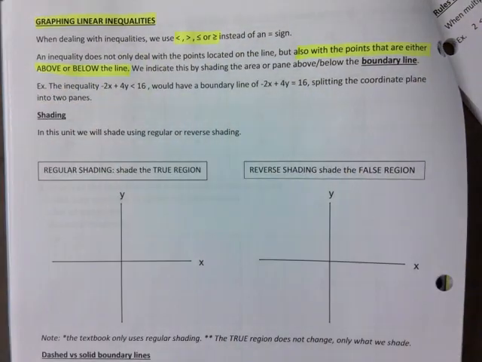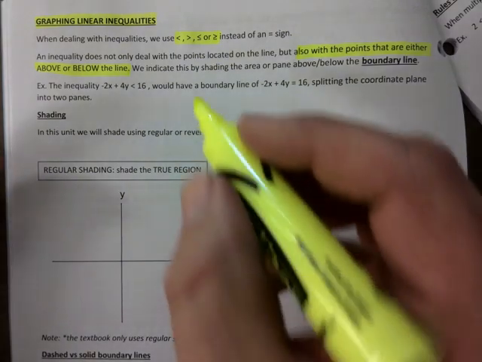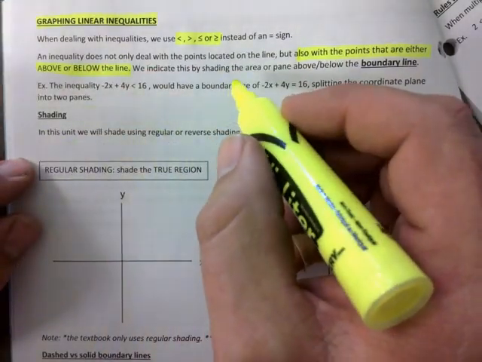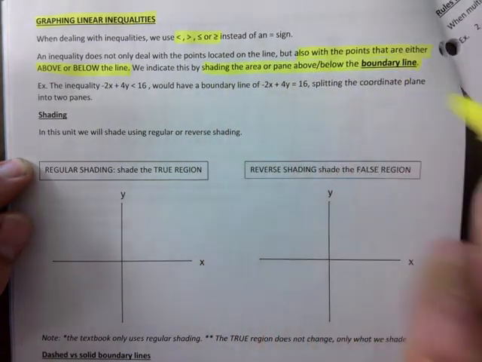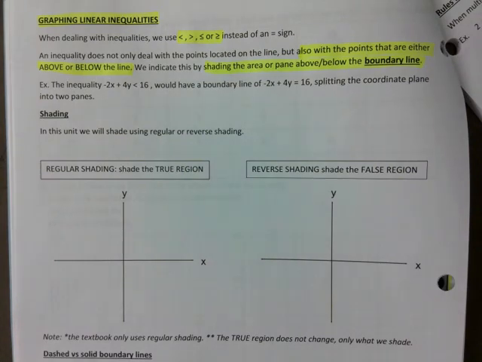Page 17. We indicate this by shading the area, right? We'll be shading the area either above or below what we call the boundary line.